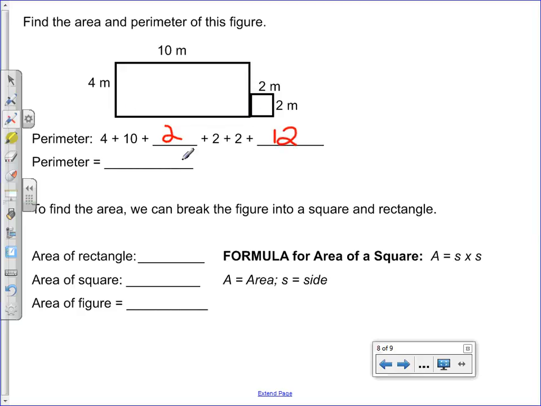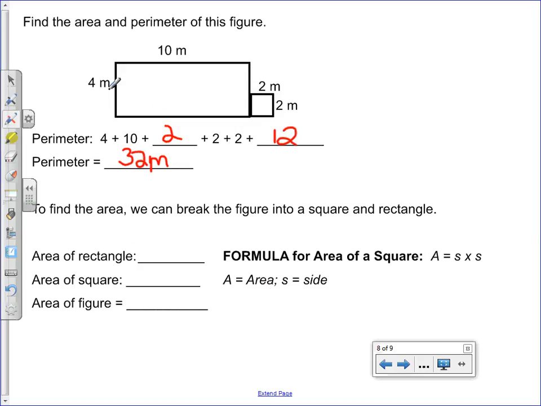So when I go to add this up, let's see, I've got 3 2's, which is 6. 6 plus 4 is 10. 10 plus 10 is 20. 20 plus 12 is 32. So the perimeter of my figure is 32 meters. Now we don't use square meters here because we're talking about perimeter, so it's just a straight line around the outside. To find the area, we can break the figure into a square and a rectangle.